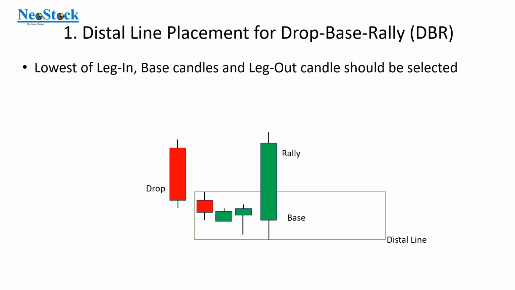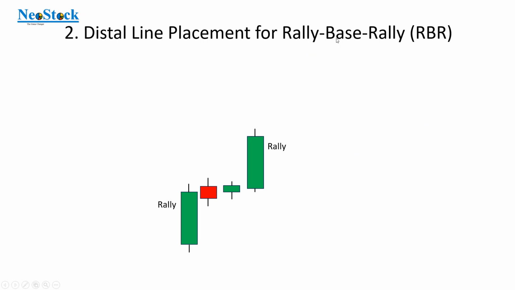Okay, now let us move on to the next pattern. What is the next pattern? Rally base rally. Can we apply the same rules we discussed in the previous pattern? No, you cannot. Here the rules are different. Here the rule says the lowest among these base candles and the leg out candle. The leg in candle should not be considered because this is a continuation pattern.